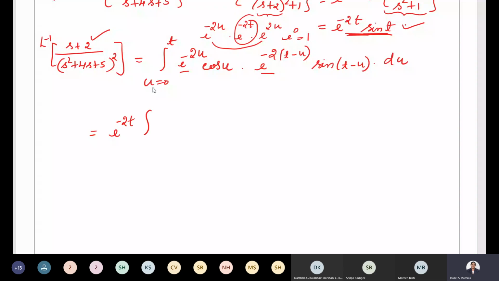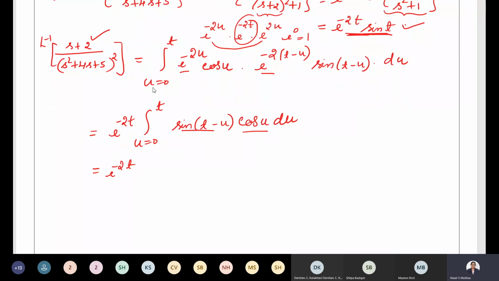Now evaluate whatever term is remaining. You integrate u equal to 0 to t. What is remaining? Sin of t minus u into cos u du. So this is the term which is remaining. Let's evaluate this by applying the formula, that is e power minus 2t, and the sin A cos B formula you have to apply.